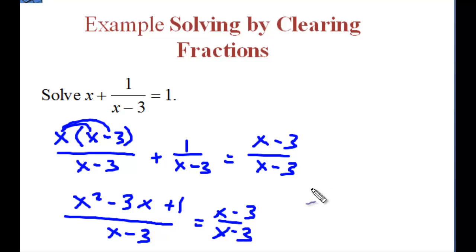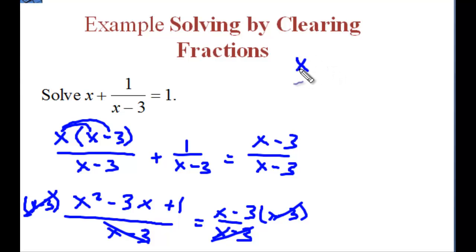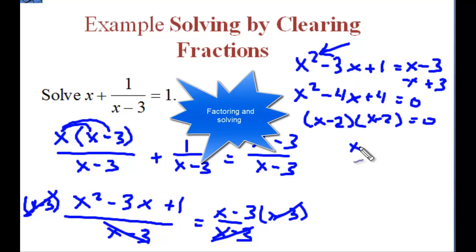Once we have the same denominator on both sides of the equation, we can multiply both sides of the equation by x minus 3, and those will cancel out. So coming over here, we have x squared minus 3x plus 1 is equal to x minus 3. Reminder that anytime you have an x squared in your equation, you must set it equal to 0. So x is equal to 2.